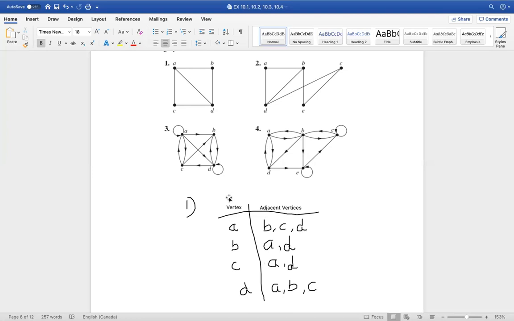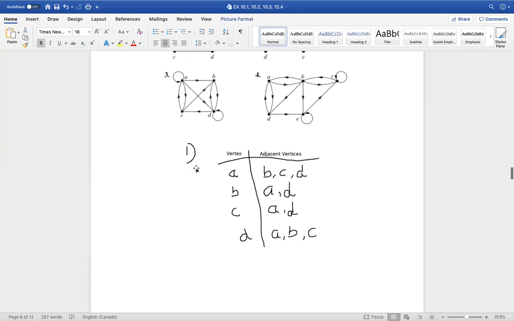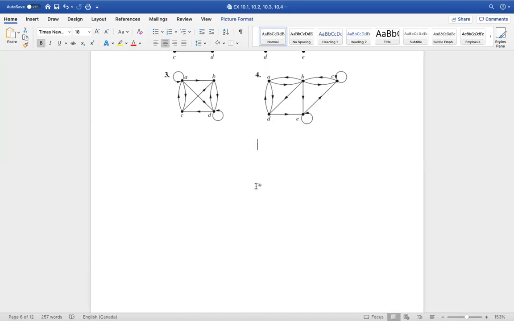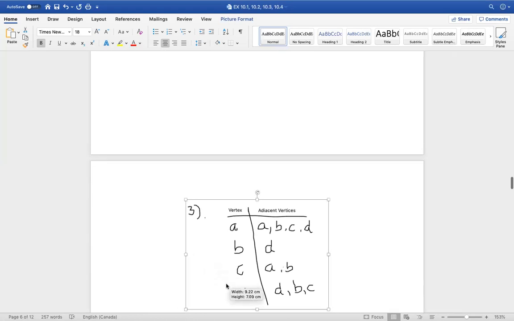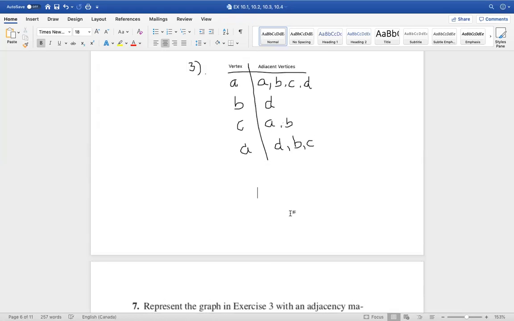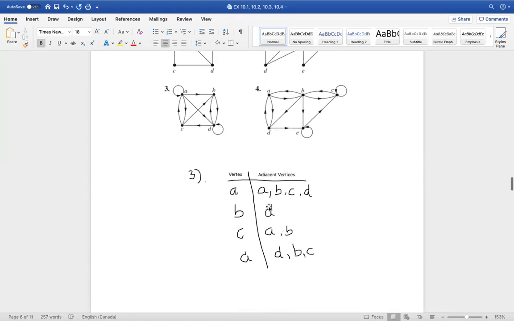Let's take one example of a directed graph. All right, so here, question number 3. This is a directed graph, so we should be careful about the adjacent vertices. A vertex can be adjacent to itself as well, because of these loops.